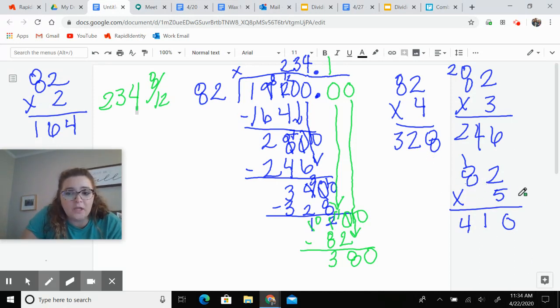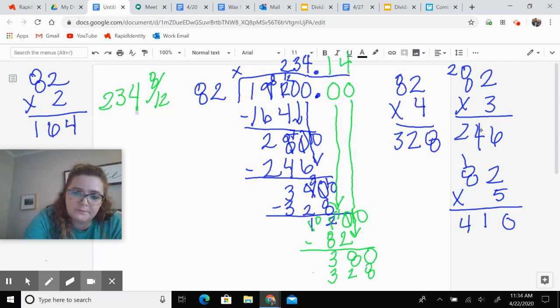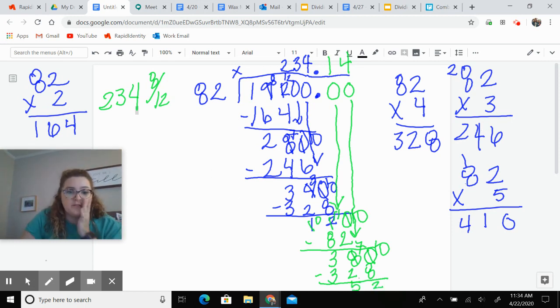And that's why I'm really glad that I already solved this 82 times 5 just to see. And it takes me over that 400, or over that 380 to 410, so I know it can only go in these 4 times instead. 4 times 82, again, I've already solved that, so it's 328. Regular subtraction here to leave me with 52.